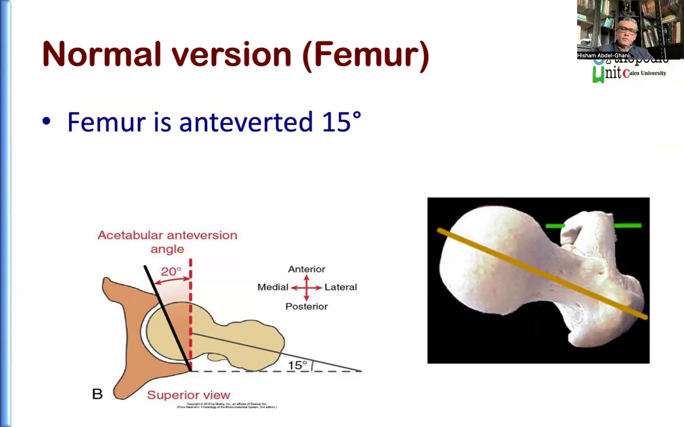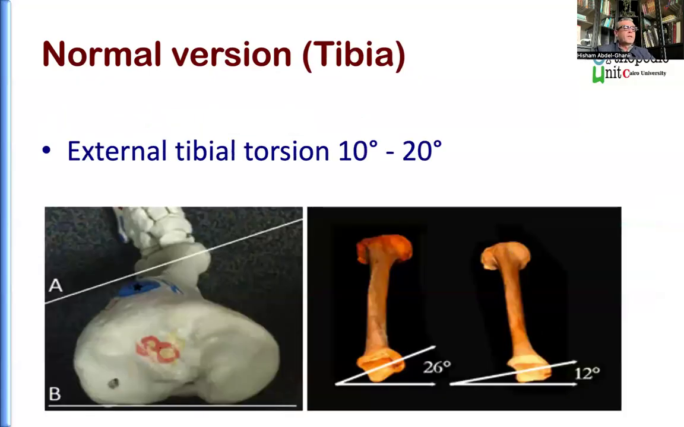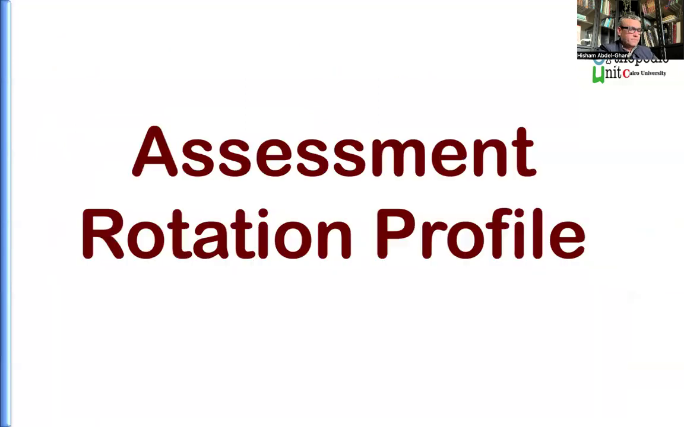And the higher the anteversion angle, the more the internal rotation of the hip. And the lesser the anteversion angle, the less the internal rotation and the more the external rotation of the femoral head of the hip joints. The tibia is externally rotated, so it is twisted to the outside. So the bimalleolar axis of the ankle is externally rotated in relation to the proximal tibial plateau axis. It is rotated about 10 to 20 degrees.